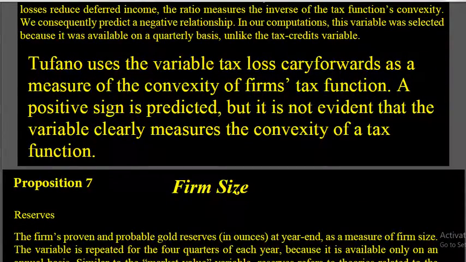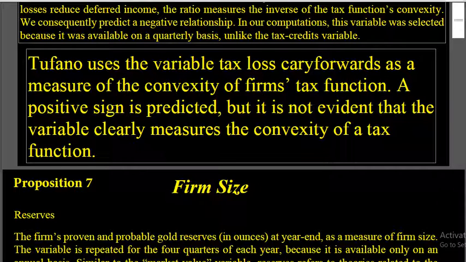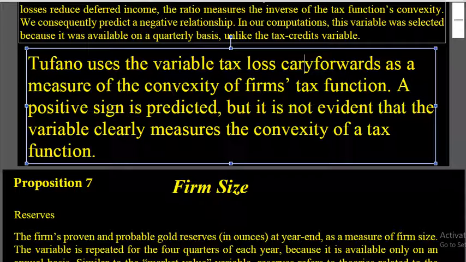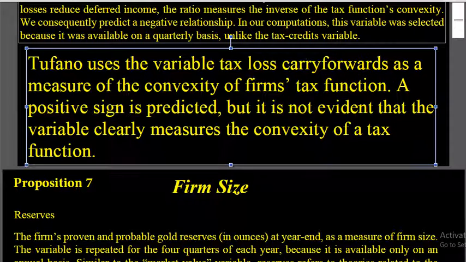Here we have a note for this. Tufano uses the variable tax losses carry forward as a measure of convexity. For a firm's tax function, a positive sign is predicted, but it is not evident that the variable clearly measures the convexity of a tax function.